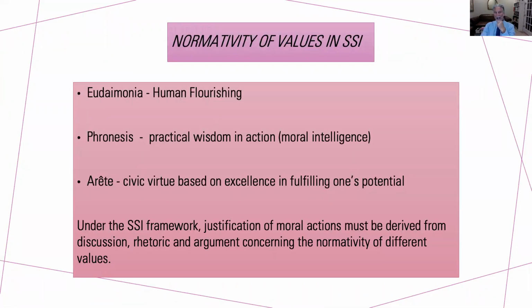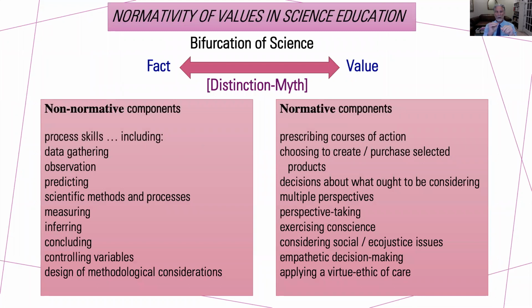And I should also mention that I think the SSI framework, the way I envision it, is embedded in Aristotle's notion of a virtue ethic approach to human understanding. Eudaimonia, human flourishing; phronesis, practical wisdom in action, a type of moral intelligence; and arete, which is civic virtue based on excellence, fulfilling one's potential. And if you don't fulfill your potential, if you give up too easily, you fall short of the mark, then you're not a fully formed virtuous person, at least according to Aristotle. So under the SSI framework, these are the things that we're trying to achieve. So there's an underlying normativity of values in the SSI framework in science education.